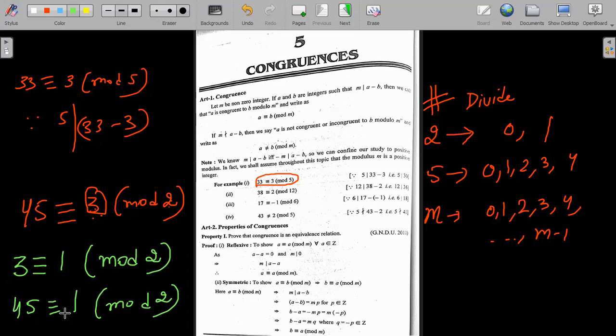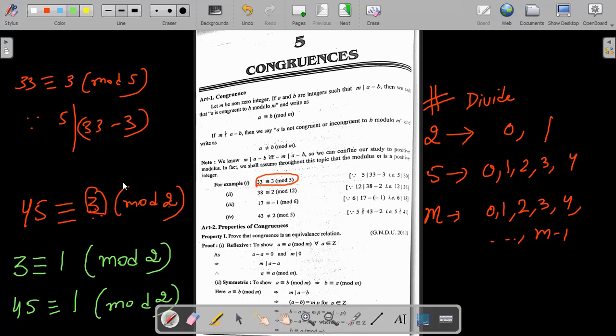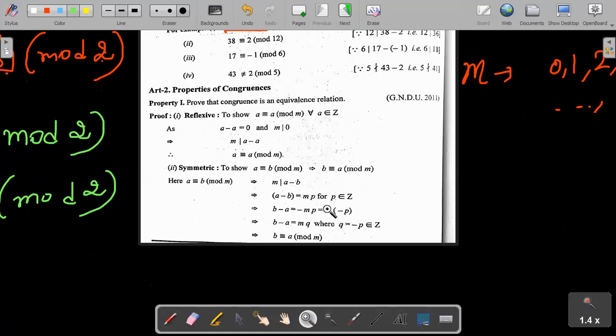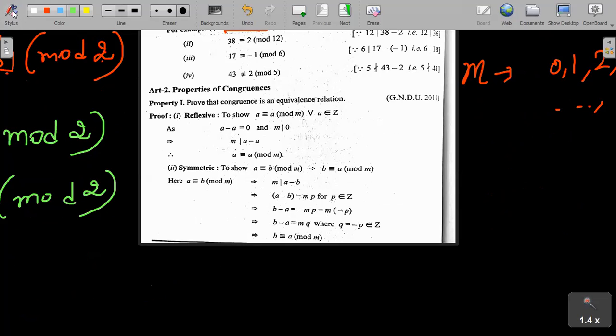So what are these relationships? Now we will see in the properties of the congruences. Right? So if you see, the very first property says, these properties are asked in GNDU. So मेरा edition पुराना है book का. So these properties can be asked. So the very first property says, prove that a congruence is an equivalence relationship.